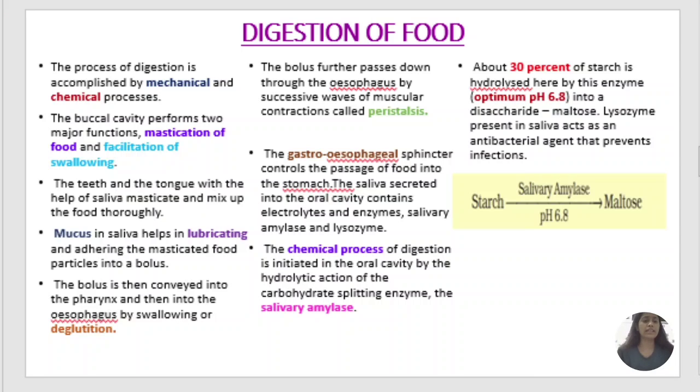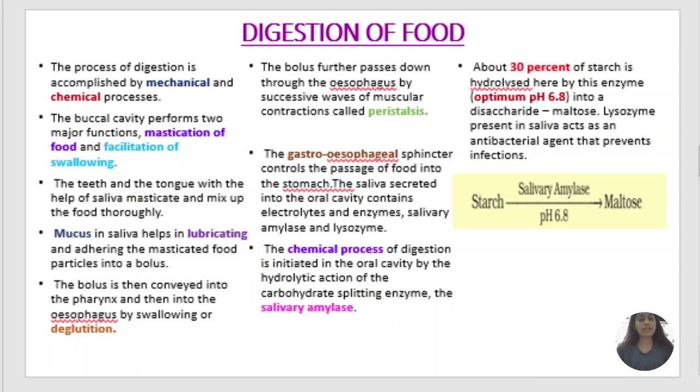The bolus is then conveyed into the pharynx and then into the esophagus by swallowing or deglutition. The bolus further passes down through the esophagus by successive waves of muscular contraction called peristalsis. So peristalsis is the successive waves of muscular contractions which help the food to move down. Now the gastroesophageal sphincter controls the passage of food into the stomach.